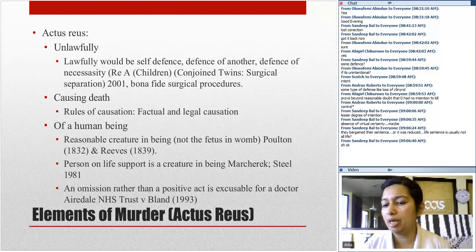Poulton said that a baby is a reasonable creature in being when the whole body of the child is brought alive into the world, which means he is delivered. Okay? And Reeves in 1839 adds to that a child in being, even if the umbilical cord has not been cut, is still attached. A fetus in its mother's womb is not a reasonable creature in being, and thus is not capable of being murdered. So, like I said before, even though the umbilical cord is still attached with his mom's body, he is still a child in being, a human being alive in existence, because he has already been delivered.